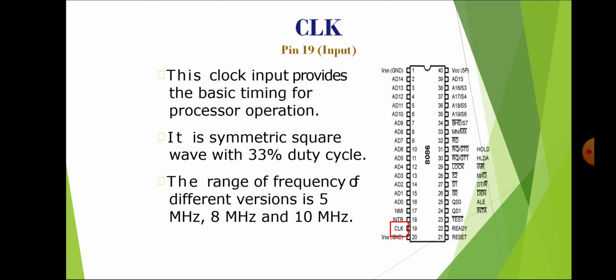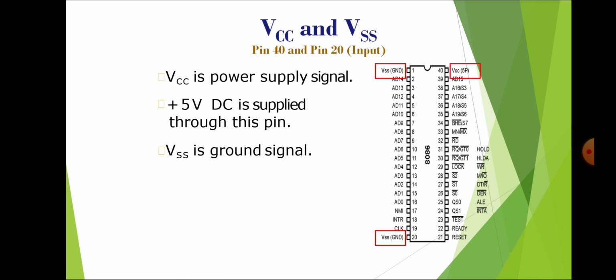Now the clock input provides the basic timing for the processor's operation. It is a symmetric square wave with a 33% duty cycle. It has a range up to 5 megahertz, 8 megahertz and 10 megahertz. It gives the speed of execution, so how much data or instructions can be processed depends on this clock. Now VCC and VSS are the power supply and ground, which I will explain in the starting slides.